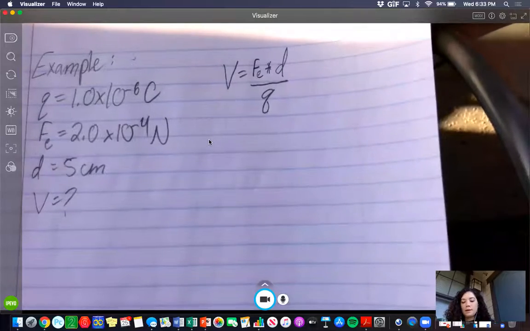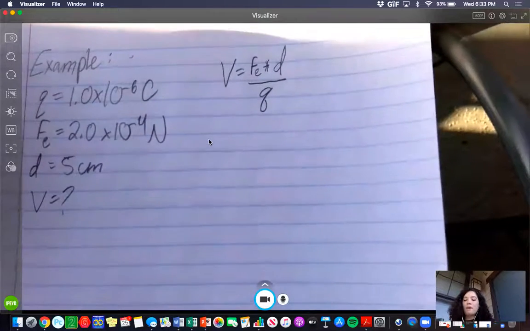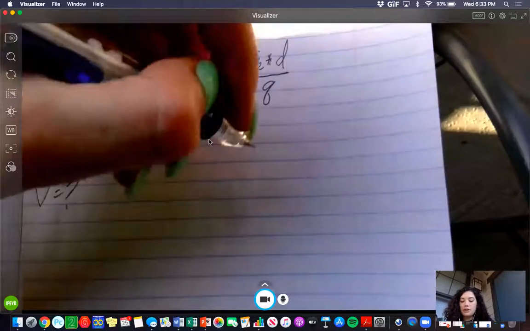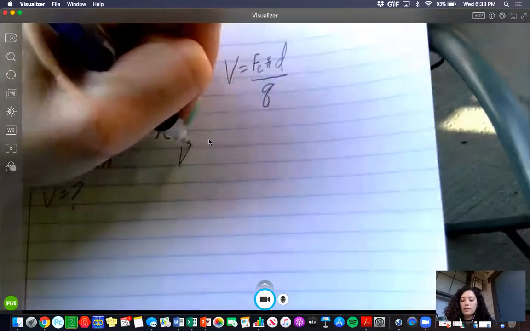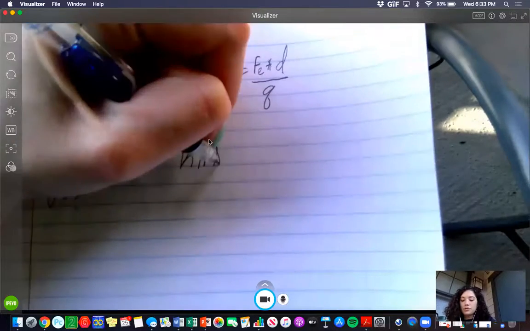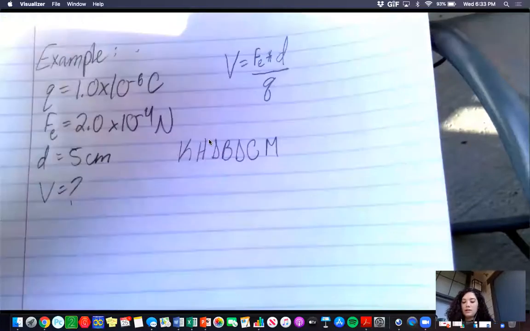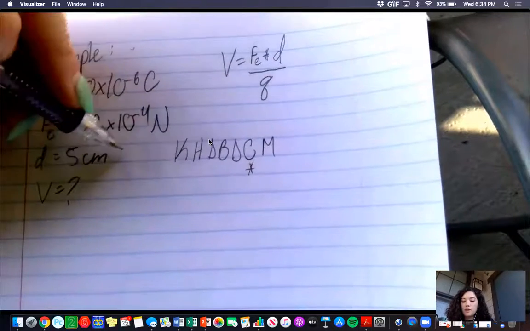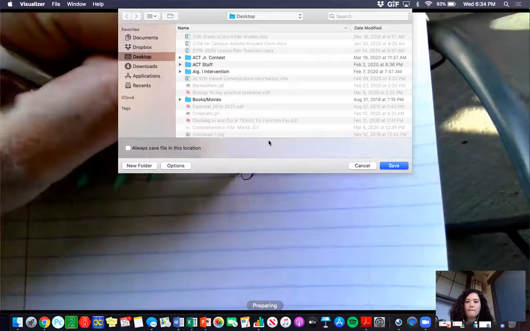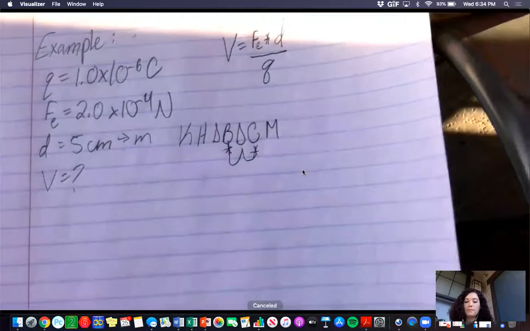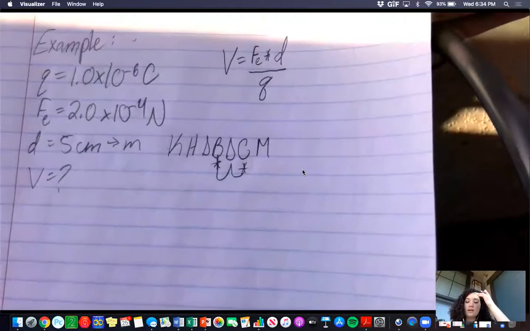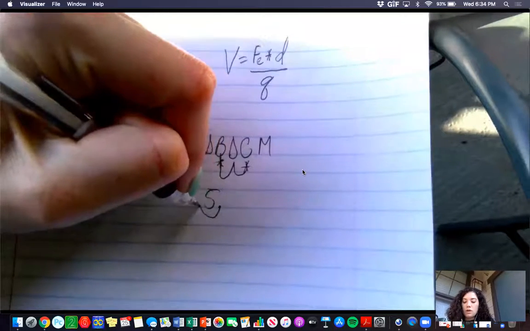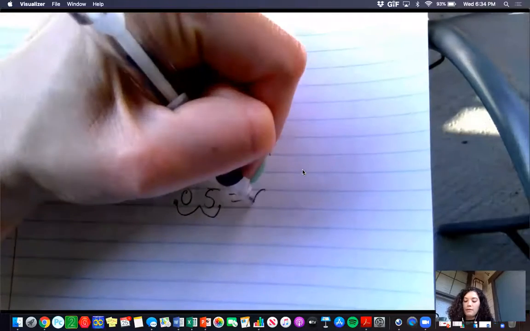So one thing we need to think about though, 5 centimeters. Remember that distance is always measured in meters. So let's take this 5 centimeters and turn it into meters. In case you've forgotten, remember King Henry died by drinking chocolate milk. Centimeters is right here, and I need to move my decimal place to get to meters. 2 spaces to the left. So my 5 centimeters is going to become 0.05 meters.